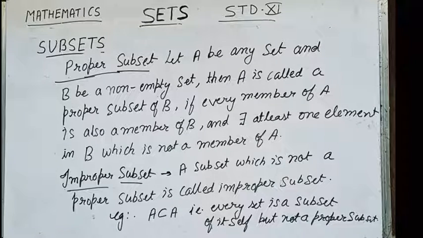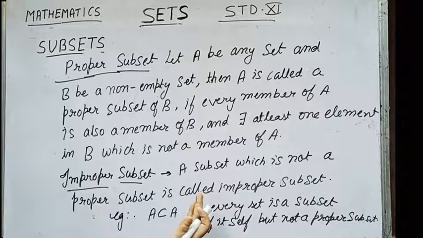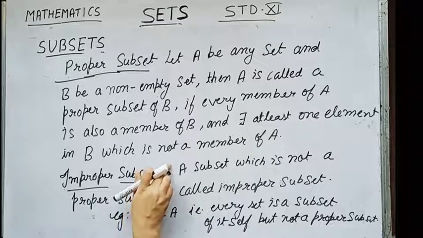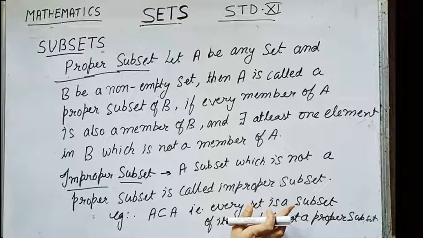So children, now we come to the definition of proper subset and improper subset. Proper subset: a set A is said to be a proper subset of another set B if every element of A is contained in B and there exists at least one element in B which is not an element of the set A. That is, set B is a bigger set than A. Now improper subset: a subset which is not a proper subset is called an improper subset.